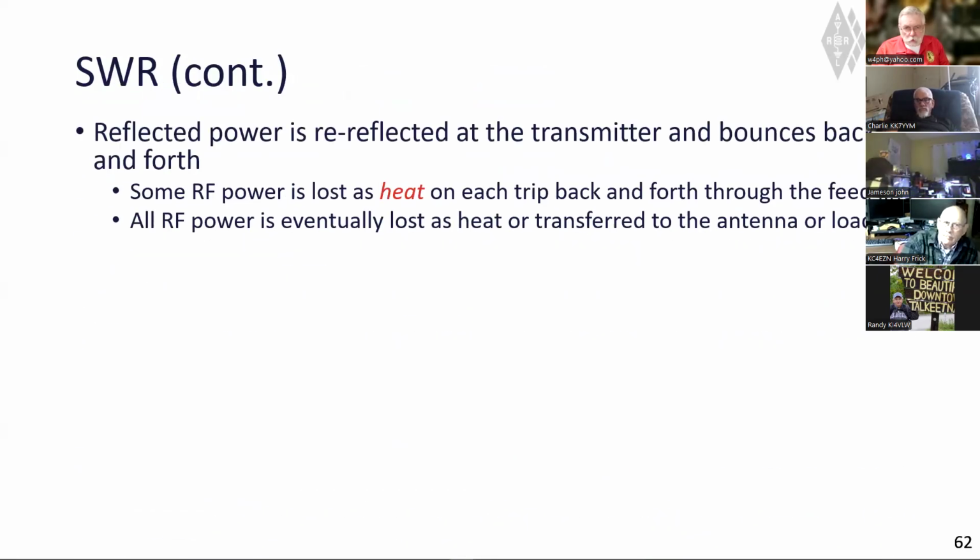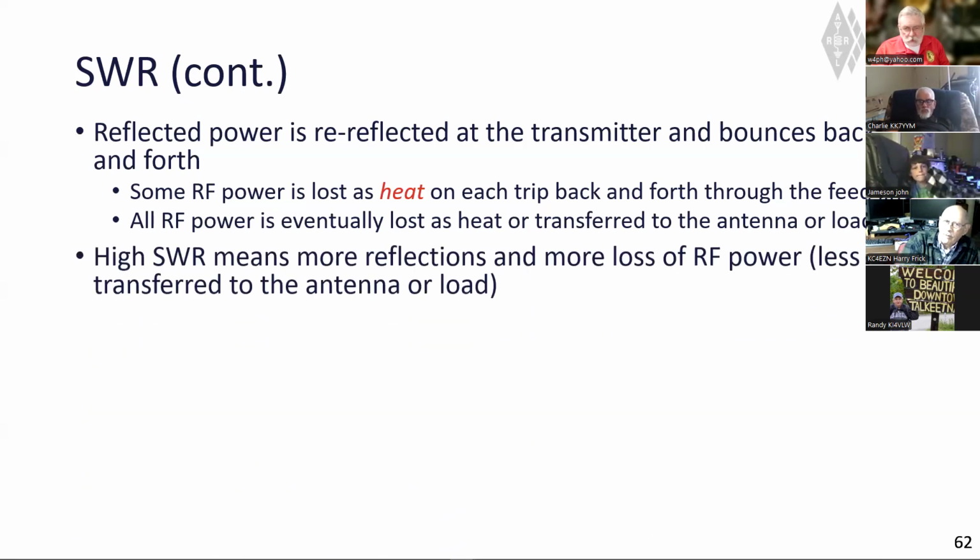Continued. Reflected power is re-reflected at the transmitter and bounces back and forth. Some RF power is lost in heat on each trip back and forth through the feed line. All RF power is eventually lost as heat or transferred to the antenna or load. High SWR means more reflections and more loss of RF power, less transferred to the antenna or load.